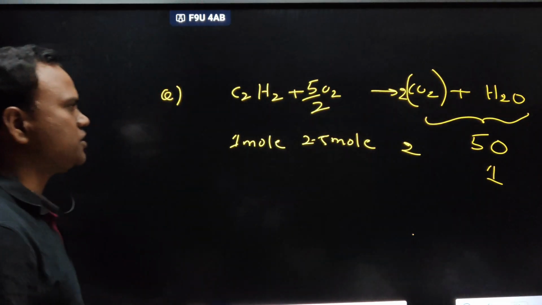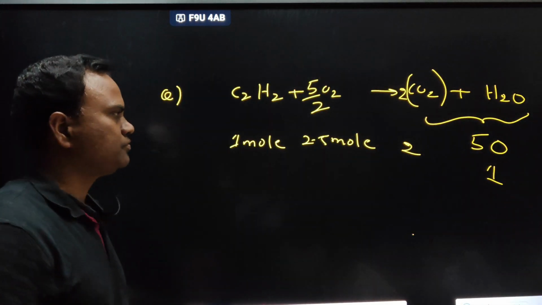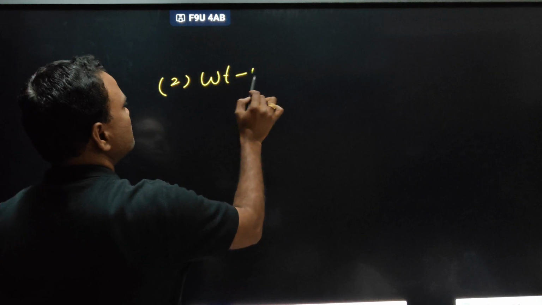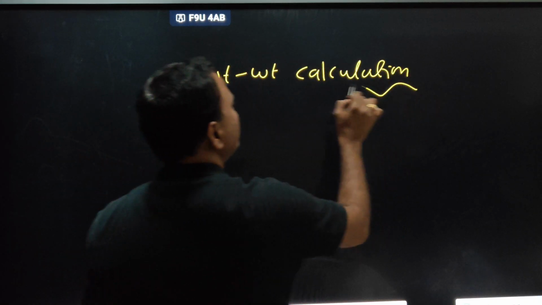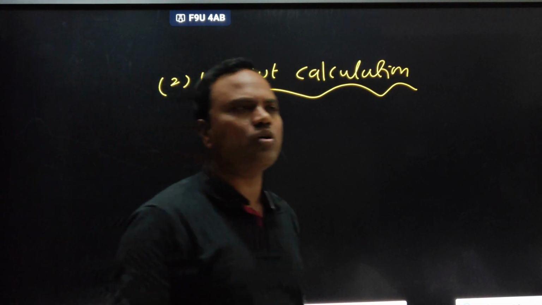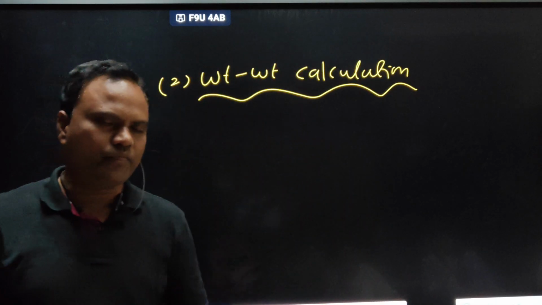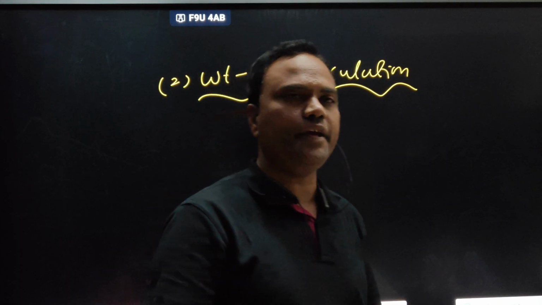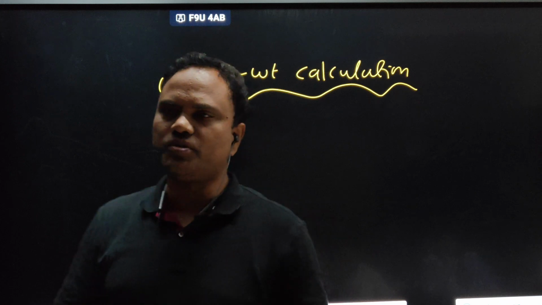Next, weight relations or weight calculations. Both are the same. See, in weight calculations, how will we get the question? What is the weight of CO2 produced when 50 grams of limestone is combusted? Or how much weight of CaCO3 should be heated to get 0.4 grams of CO2? Two substances' data will be given in terms of weights only.